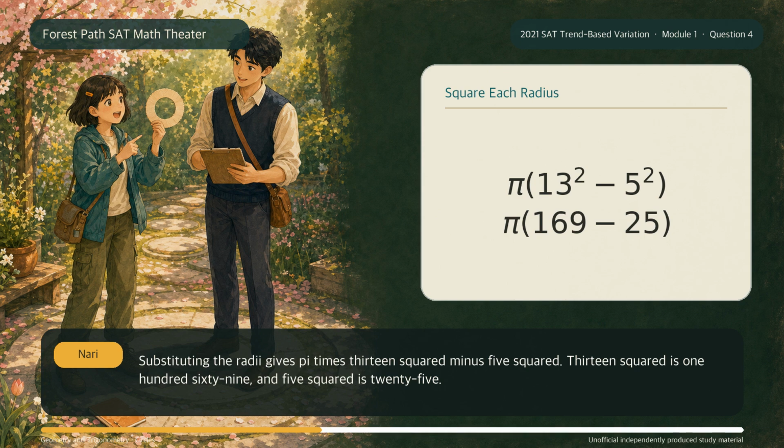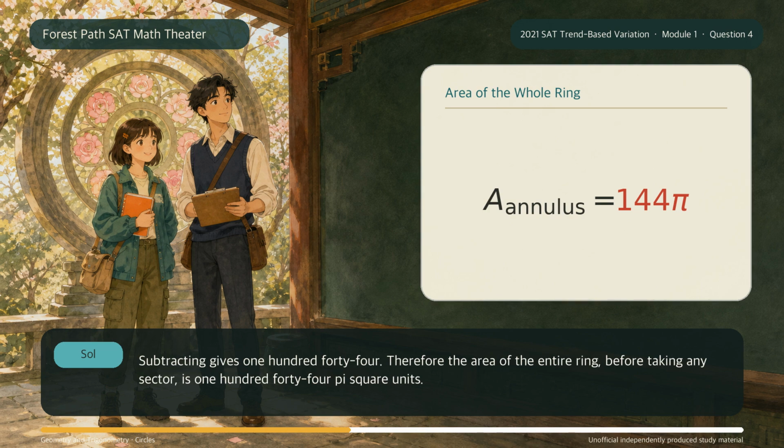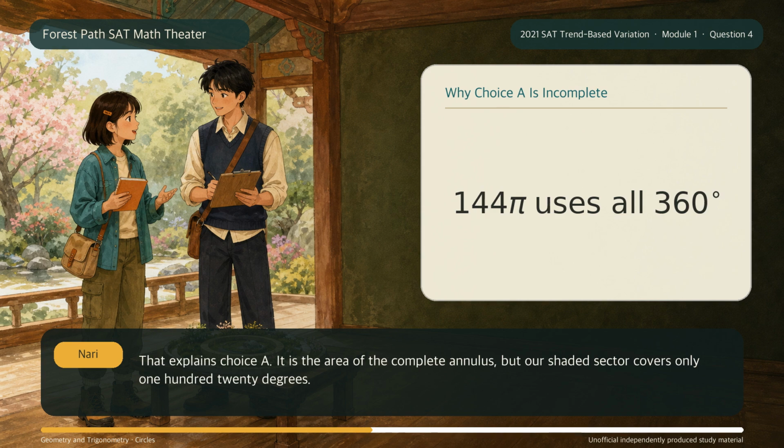Substituting the radii gives pi times 13 squared minus 5 squared. 13 squared is 169, and 5 squared is 25. Subtracting gives 144. Therefore, the area of the entire ring, before taking any sector, is 144 pi square units. That explains choice A. It is the area of the complete annulus, but our shaded sector covers only 120 degrees.